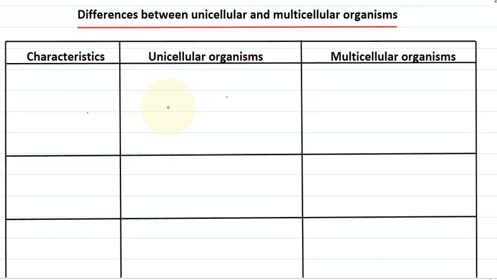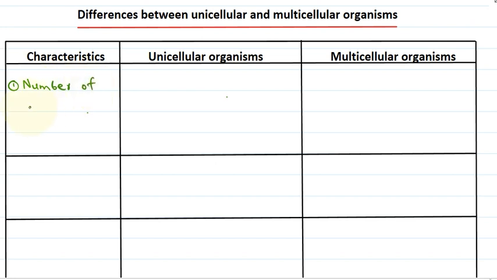The topic for today's video is differences between unicellular and multicellular organisms. So let's understand what are the differences between these two types of organisms. So the first characteristic that we would consider here is the number of cells present in these organisms.